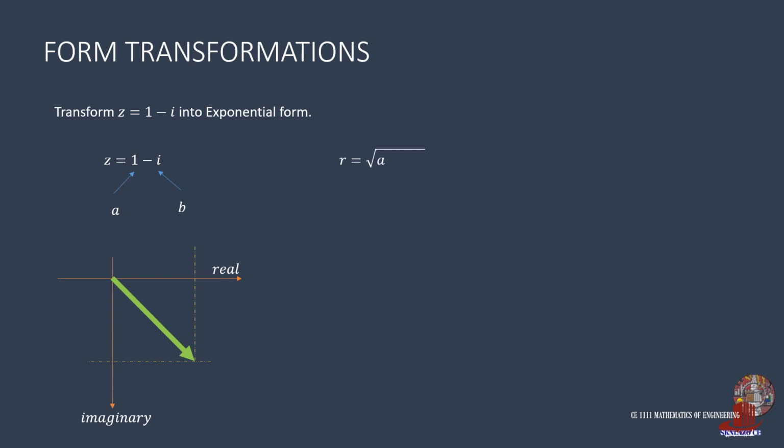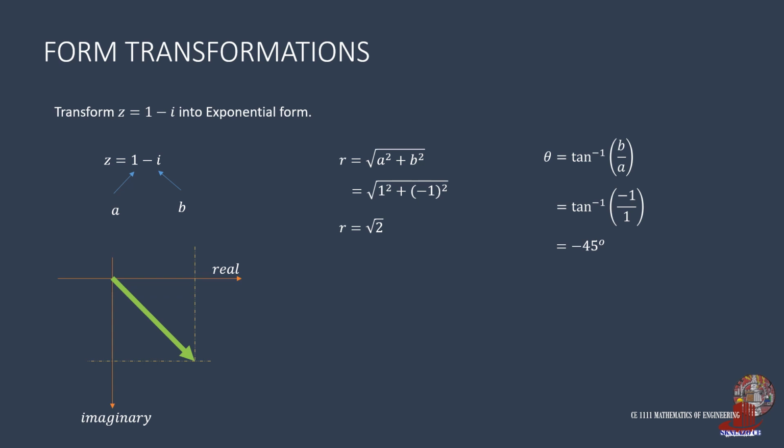Now solve for the modulus r by using the root of a squared plus b squared. That will be the root of 1 squared plus negative 1 squared. That gives r as root of 2. Theta is solved as the inverse tangent of b over a. So we get the inverse tangent of negative 1 over 1, turning out as negative 45 degrees.